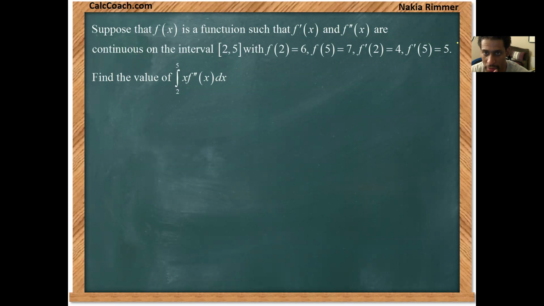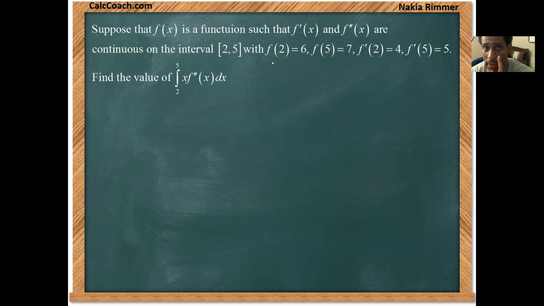Suppose that f of x is a function such that the derivative and the second derivative are continuous on the interval from 2 to 5. We don't know what f of x is, but that's okay. This information is enough for us to answer this question if we know that the function at 2 and the function at 5 have the values of 6 and 7, respectively. The derivative at 2 and the derivative at 5 have the values of 4 and 5, respectively.